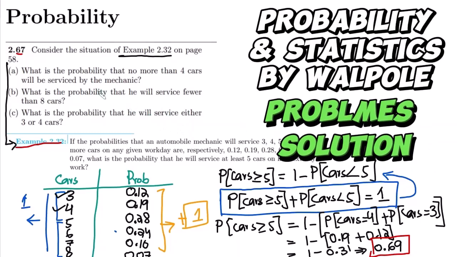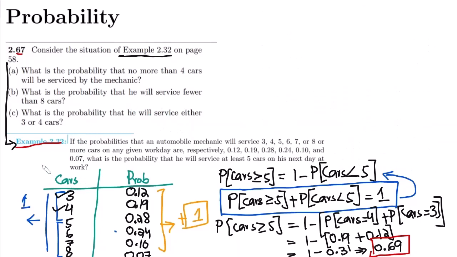Welcome back, guys. In the previous video we saw the solution of example 2.32, and the answer we got. On the basis of it, we also saw the limits mentioned here, and how these limits sum up to 1. Now, on the basis of it, let me solve the different parts of question 2.67.